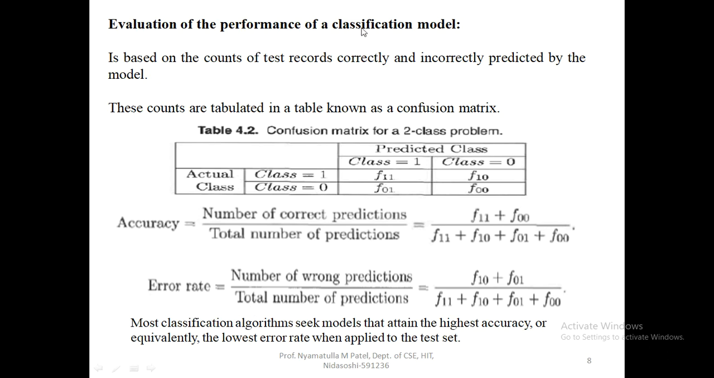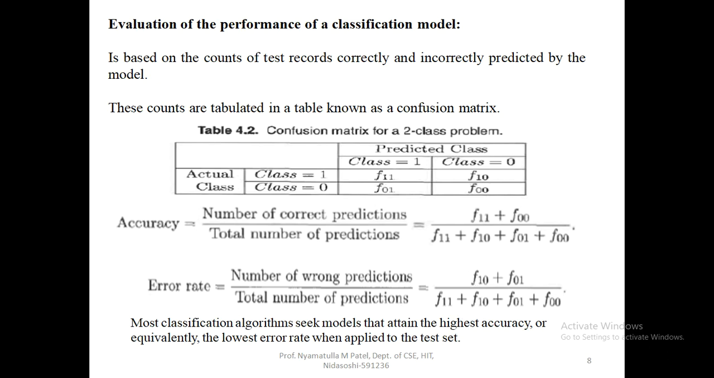Then how will you calculate the error rate of your classification model? Error rate is equal to the number of wrong predictions divided by the total number of predictions. f of 1 0: actual class is 1, predicted class is 0, so this is a wrong prediction. Another is f of 0 1: actual class is 0 and predicted class is 1, so this is also an error. So error rate is f of 1 0 plus f of 0 1, divided by f of 1 1 plus f of 1 0 plus f of 0 1 plus f of 0 0.